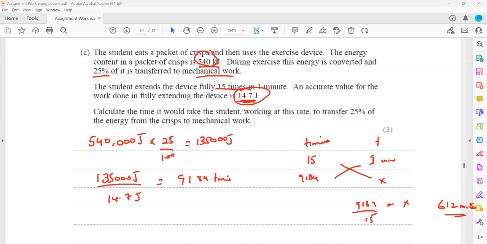Is this example clear? Yes, you can write the answer in seconds. The SI unit of time is the second, so it's fine. You write the answer in seconds.